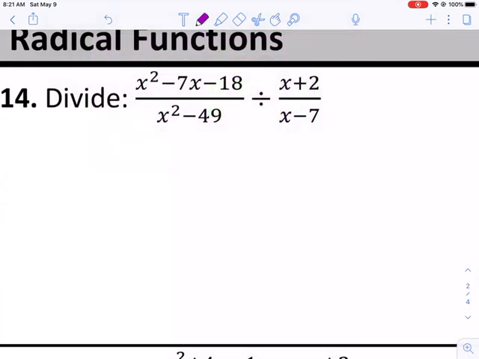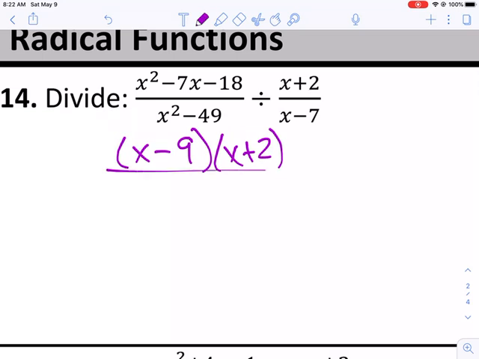All right, the next problem here is division. So same thing, I see this, I'm going to factor. When I look at the numerator of this first problem, I see that that's a trinomial that we can use our shortcut with. So factors of 18 that can get me to 7. That would be negative 9 and positive 2. And on the bottom is another difference of squares. So we have x plus 7, square root of 49, and x minus 7.